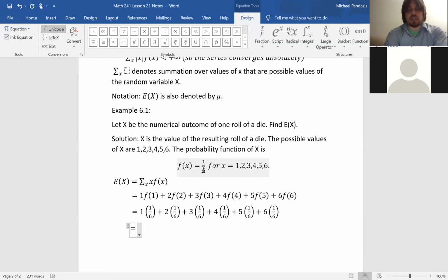I'm going to factor out the 1/6. This is 1/6 times the sum of 1 plus 2 plus 3 plus 4 plus 5 plus 6.